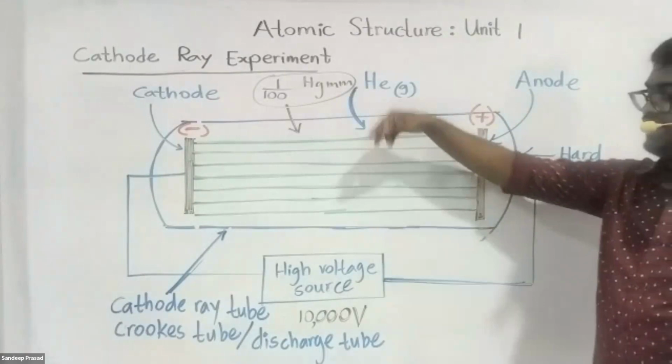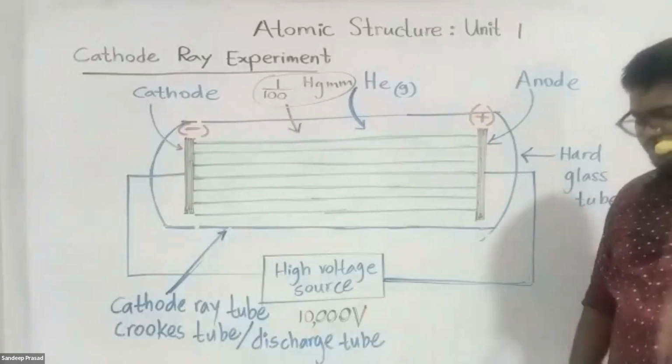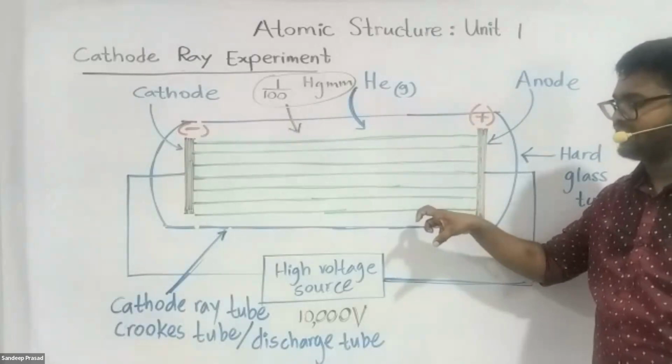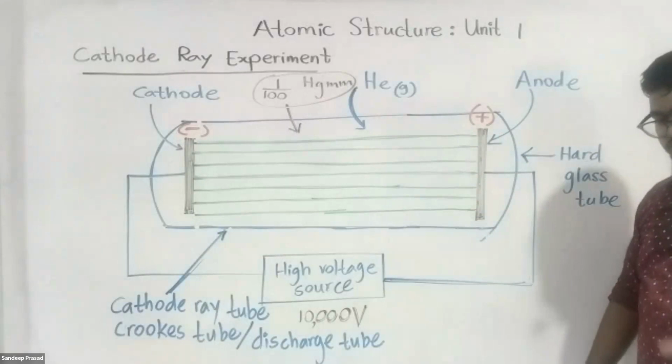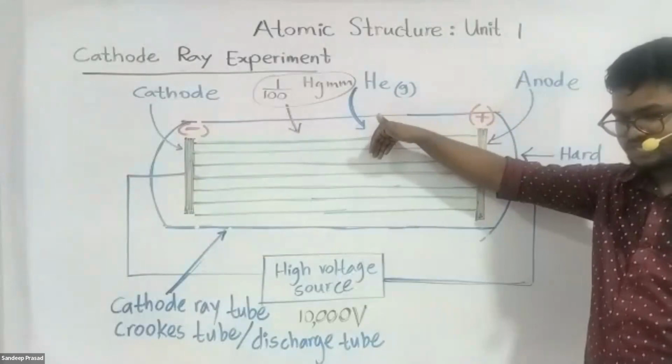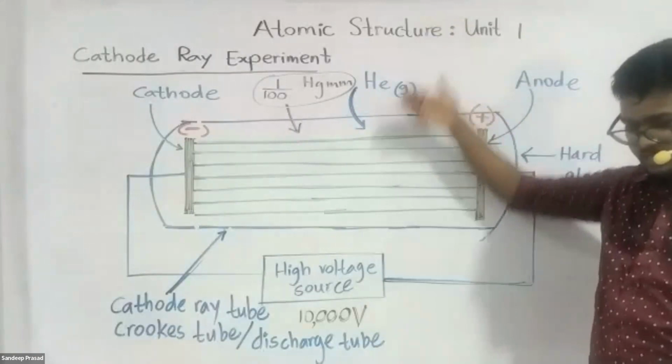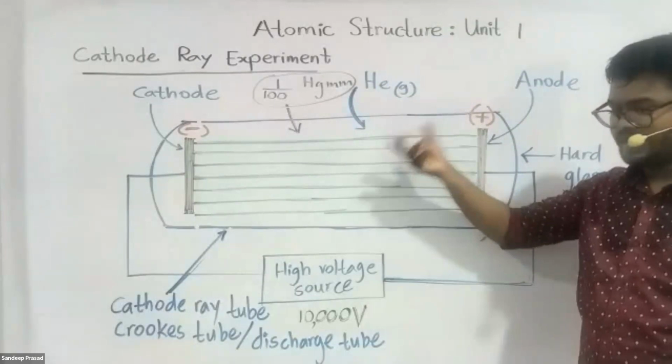The pressure is 1/100. Now, as I mentioned, these scientists observed a green color glow emitting from cathode to anode. That's not exactly green. As I mentioned, we can see it in green because of the fluorescent screen that we apply opposite the cathode ray tube. Through that fluorescent screen we can see it in green. If not, we can inject some fluorescent particles into the glass tube.